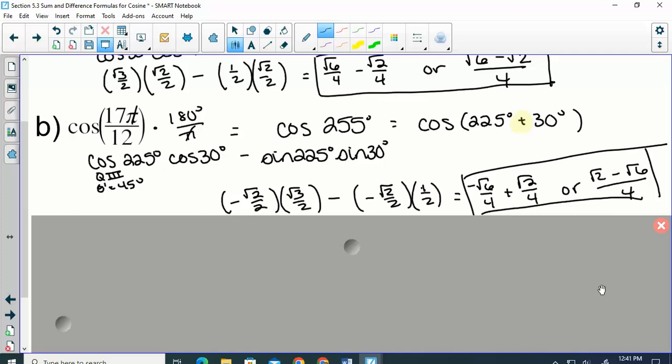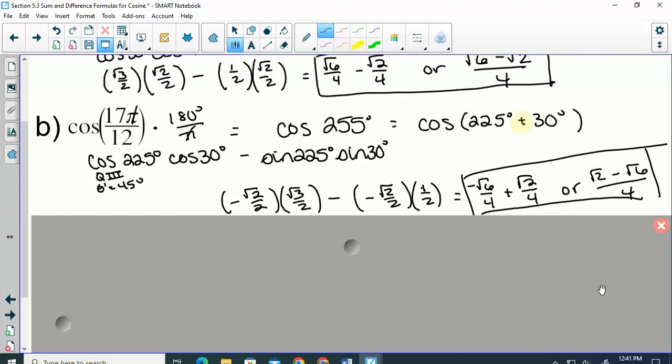Is there a way you could double check yourself on these? Can't you work it the other way? If I wanted to do the original, would my calculator have to be in degree or radian mode? Radian. Okay, let's try it. Put our calculator in radian mode, and then do cosine 17 pi over 12. And we get a nice, lovely decimal.